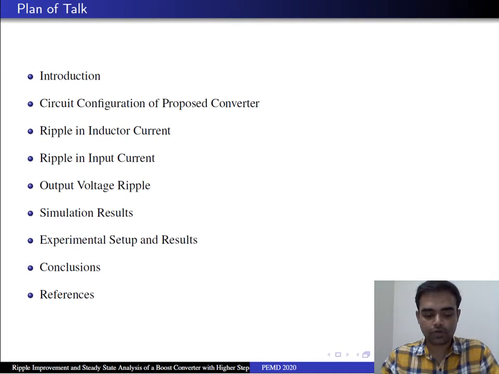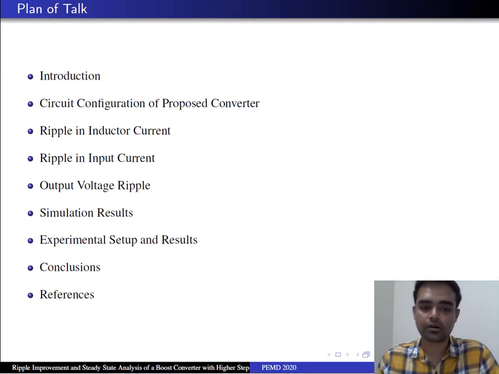Here is the outline of my work. First there will be an introduction, then circuit configuration of proposed converters, and then some features of the proposed converters, which are ripple in inductor current, ripple in input current, output voltage ripple, simulation results, and then finally an experiment has been conducted. So there will be an experimental setup and experimental results, and in the end there will be conclusion.